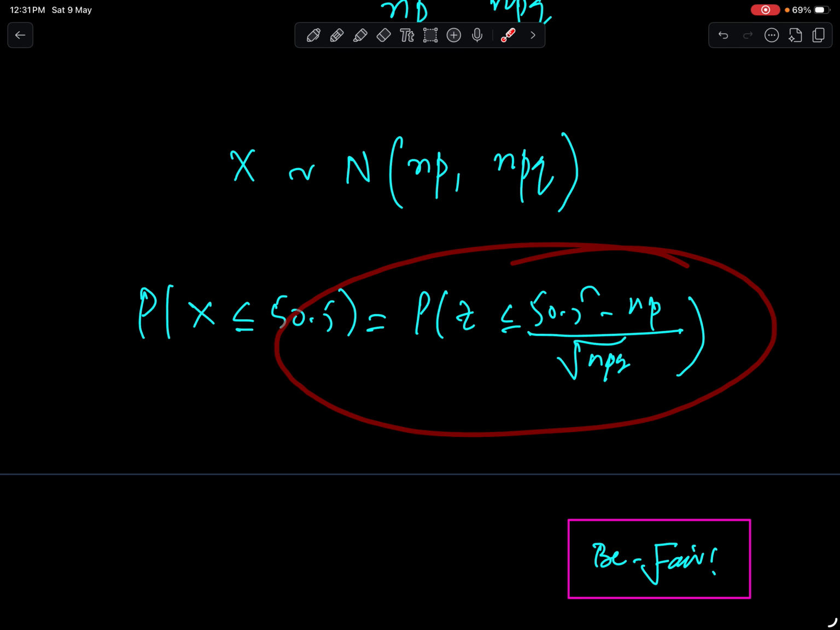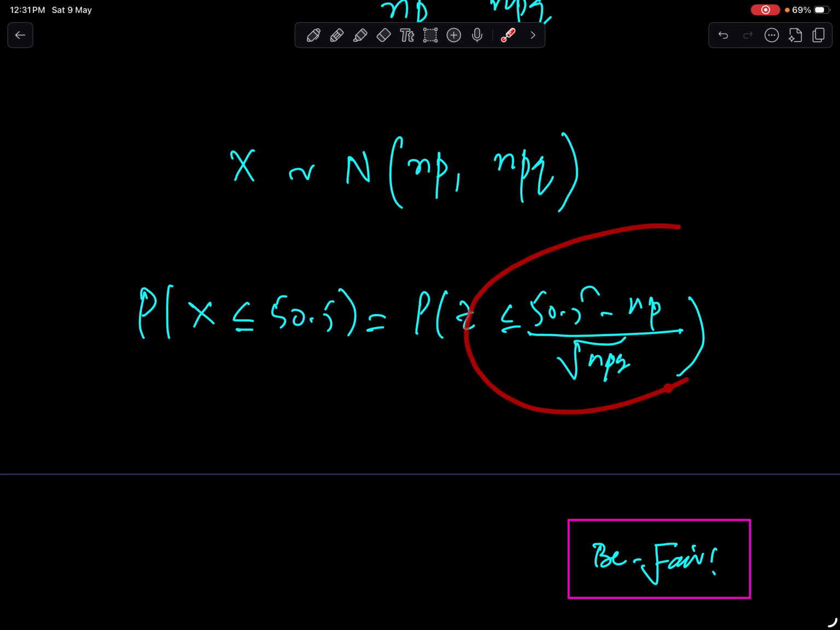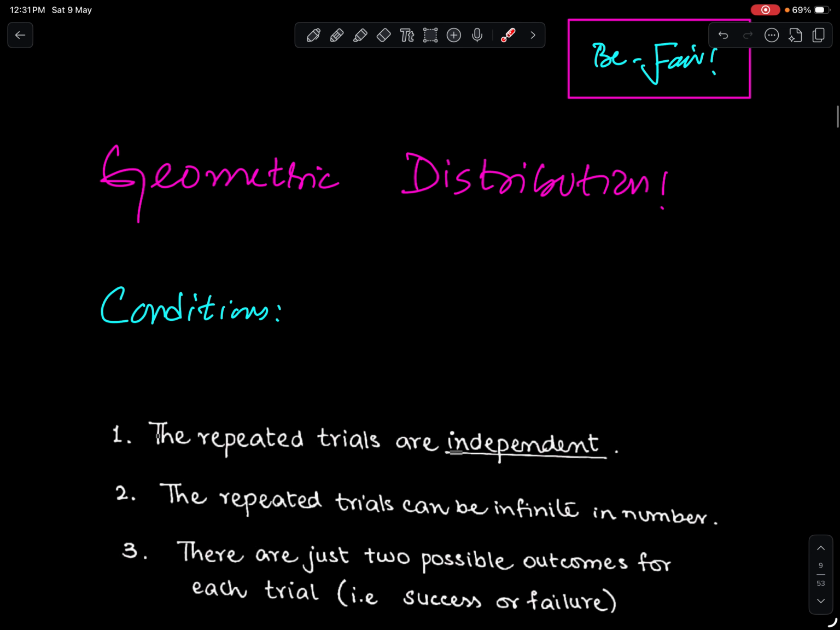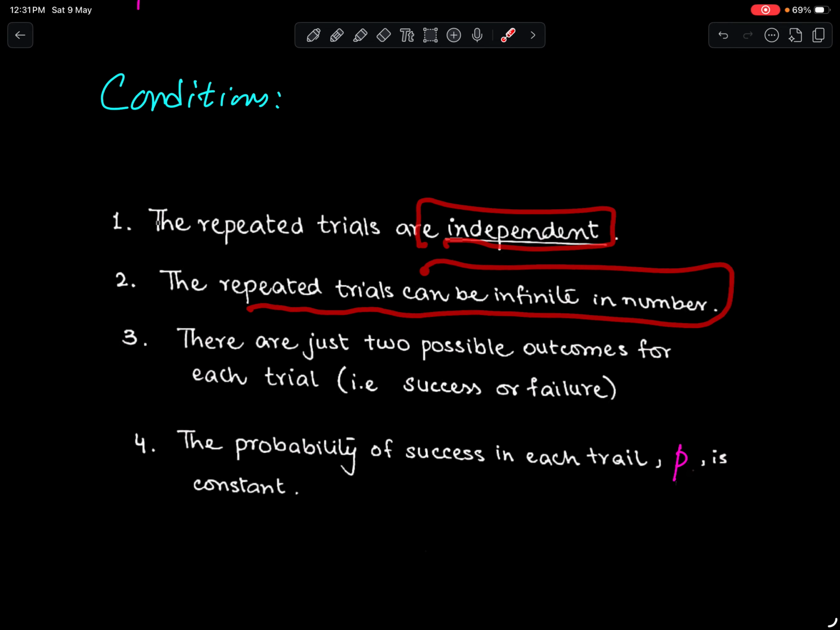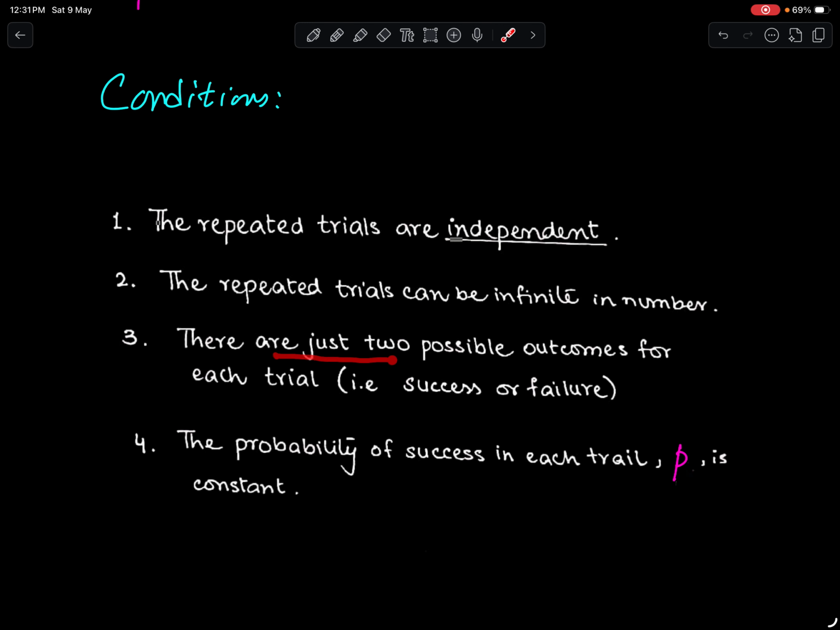This is the way we convert a statement from x to z. Now, geometric distribution. The conditions: there are 4 conditions. The repeated trials are independent, meaning trials are independent. The repeated trials can be infinite in number. There is no fixed number of trials here, like in binomial. There are just 2 possible outcomes for each trial, success or failure.